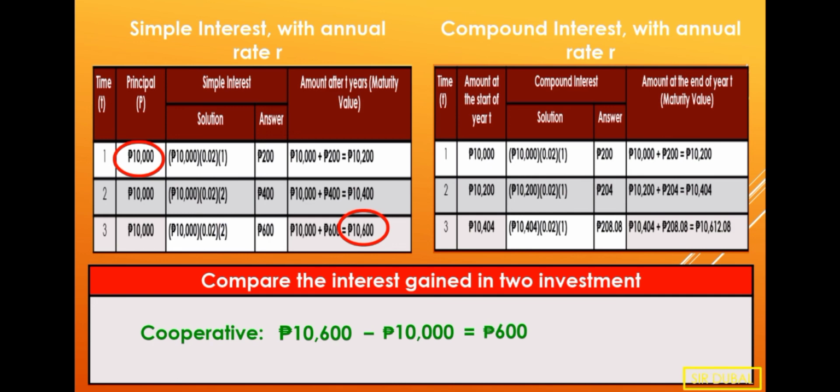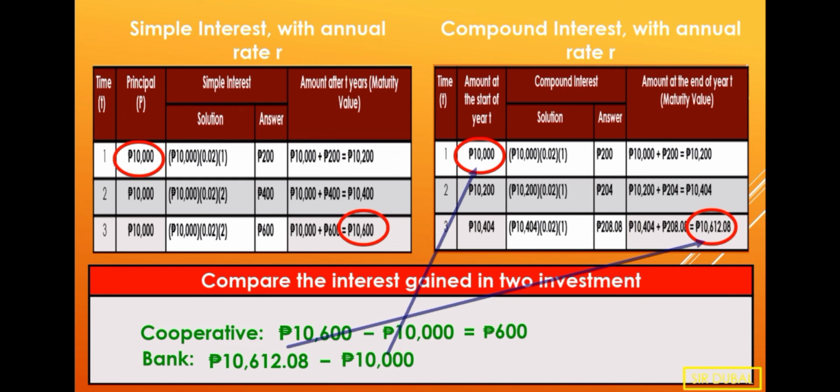For the bank, which uses the compound interest, its future value is 10,612.08, and we're going to subtract it with the amount at the start of the year, or the principal, which is 10,000 pesos. The result is equal to 612.08 pesos.